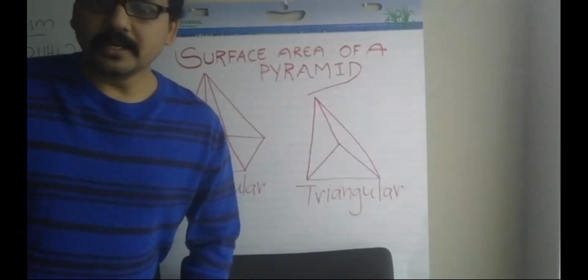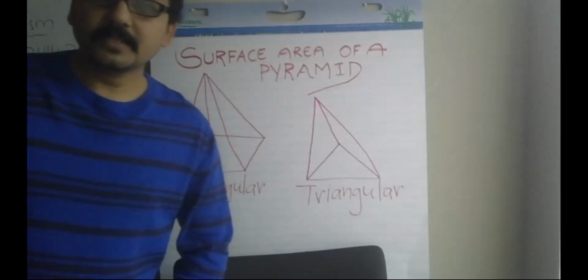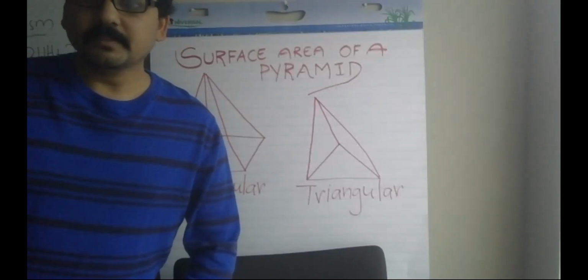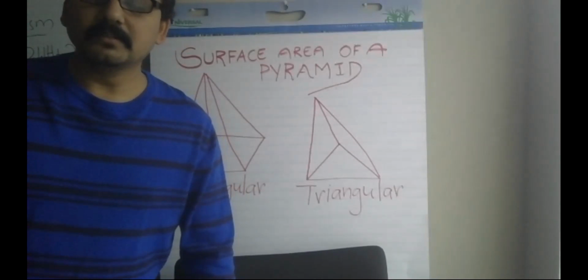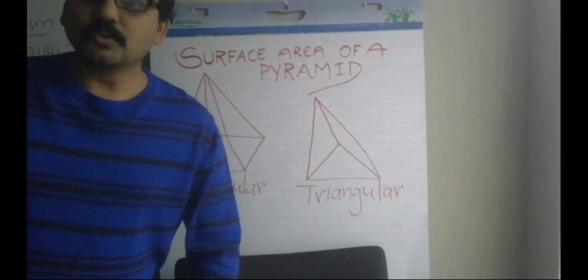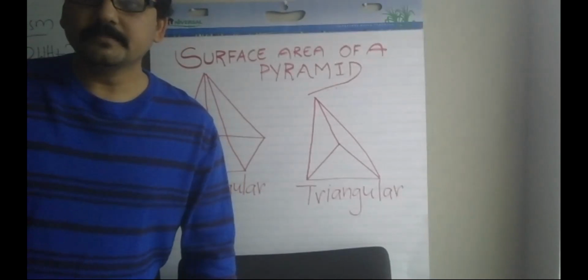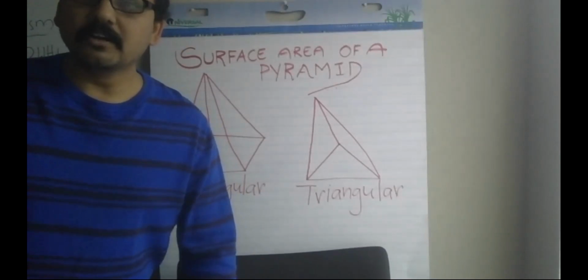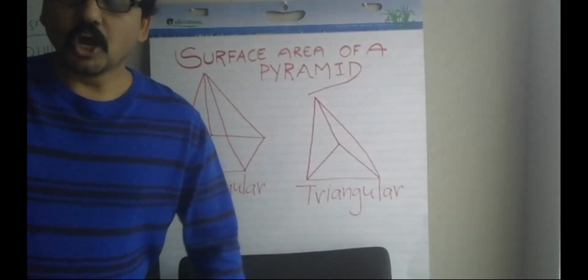So let's recall what we did in the previous weeks. What we started was basically with a rectangular prism. We found the surface area and the volume. So also we did for a triangular prism. We found the surface area and volume for a cylinder, for a cone.